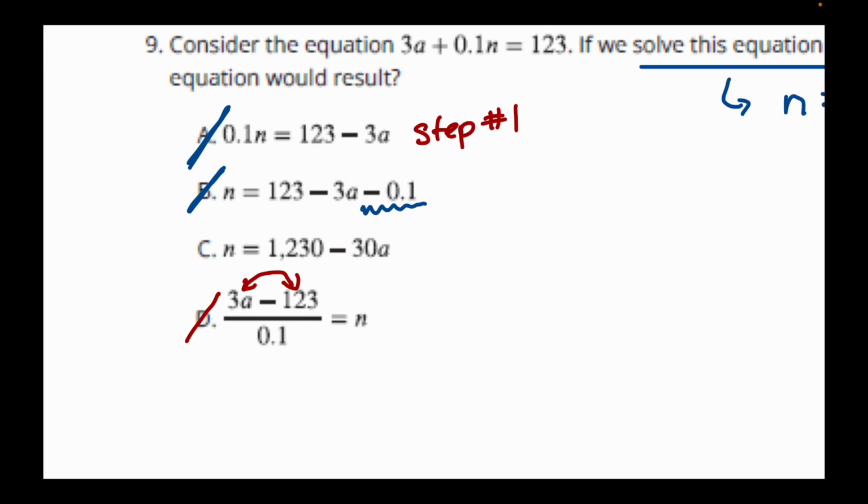And you're like, but why don't we have anything on the right-hand side that's divided by 0.1? Dividing by 0.1 is the same as multiplying everything by 10. So they did actually divide everything by 0.1 by adding the 0 onto each of these terms.